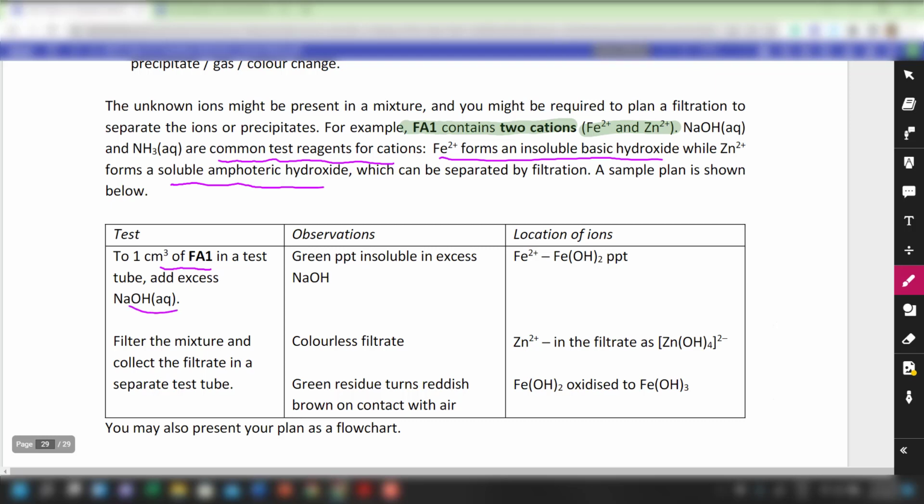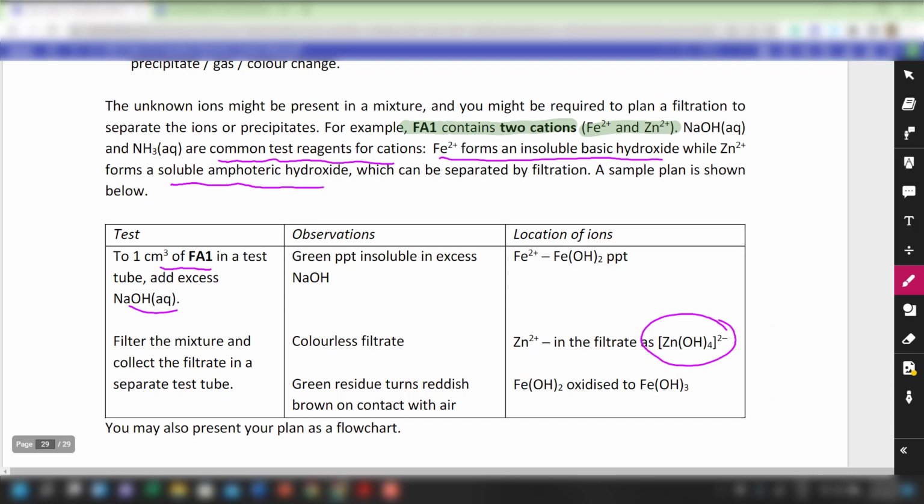Okay, so for the test, to 1 cm depth or to 1 cubic centimeter of FA1, for example, add excess sodium hydroxide. So I will be able to precipitate out iron(II) hydroxide. And the filtrate is actually colorless because it contains the zincate complex. Then how am I going to isolate the zincate complex as zinc hydroxide? Do I add hydrochloric acid dropwise until I get some precipitate?